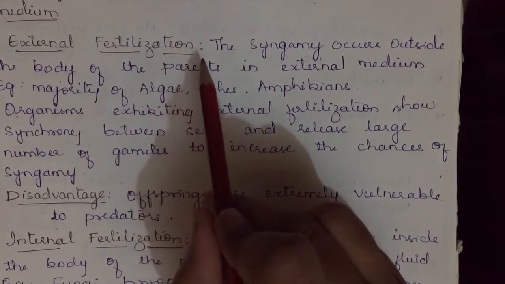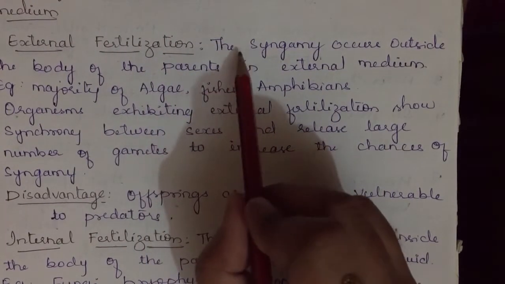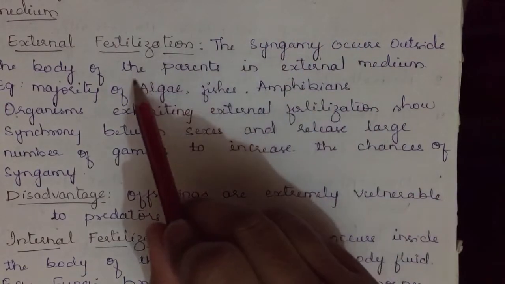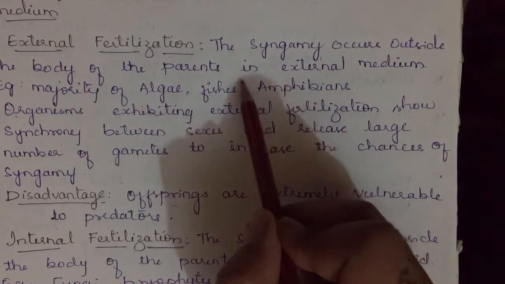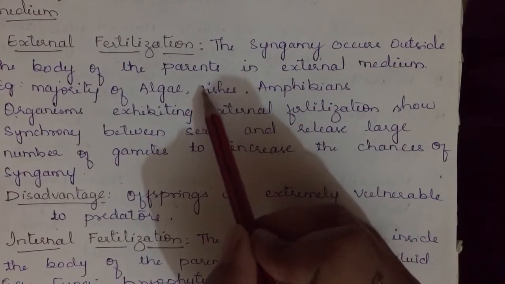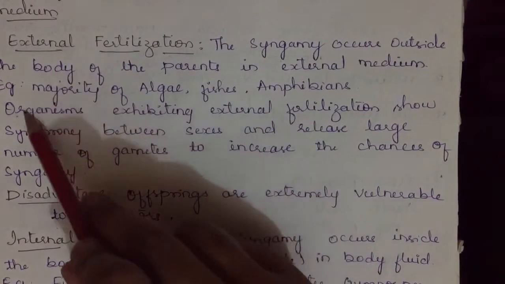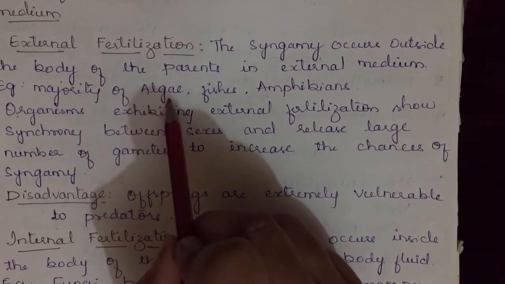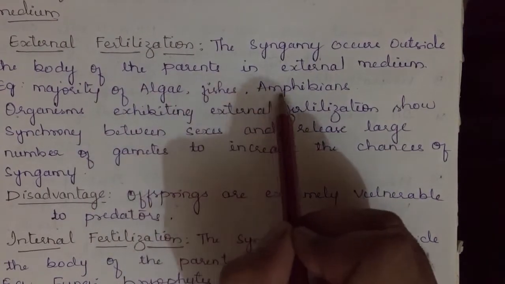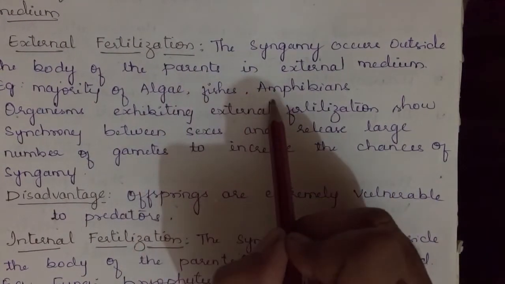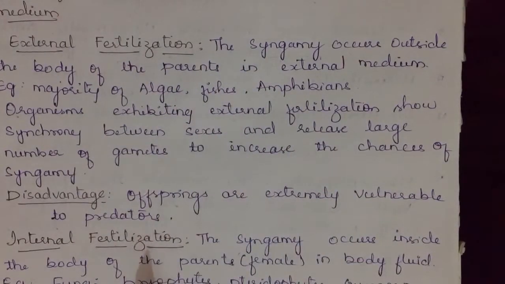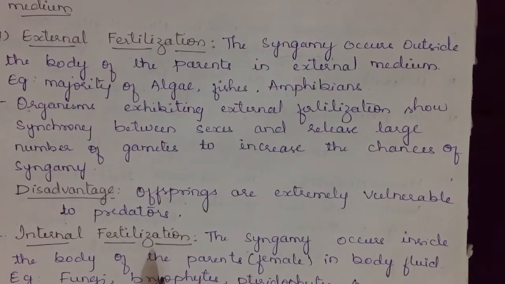Then what do you say for internal fertilization? It is very easy. The syngamy that occurs inside the body of the parents is called internal fertilization. Example: majority of algae, fishes, amphibians are having what? External fertilization.